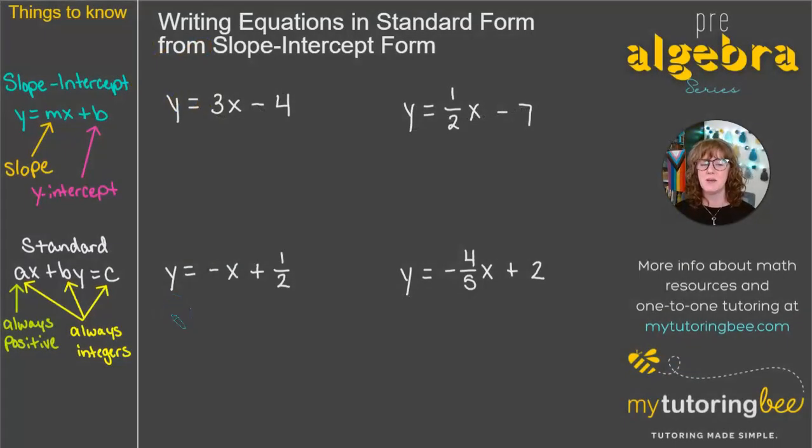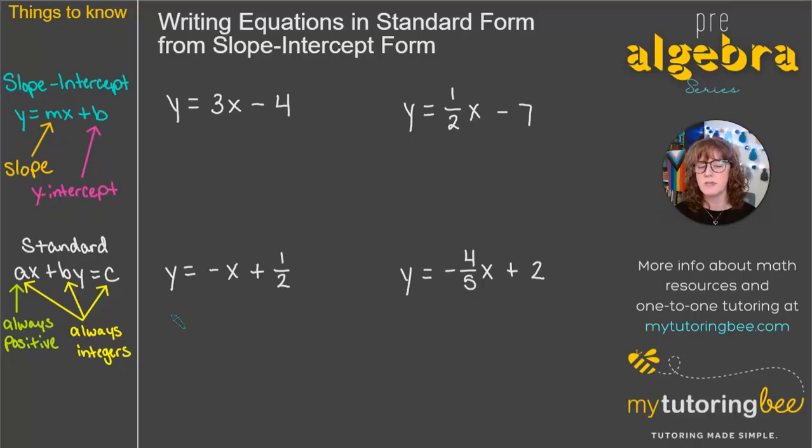Really quickly, let's take a peek at what slope-intercept and standard forms look like. With slope-intercept, we call it that because by just looking at the equation, we can identify both the slope and the y-intercept of the line that equation is representing.